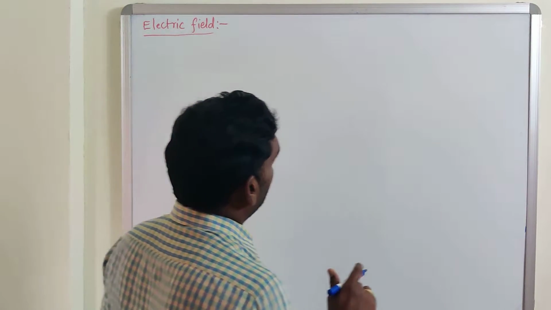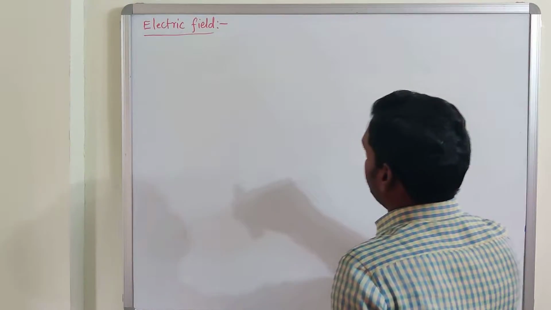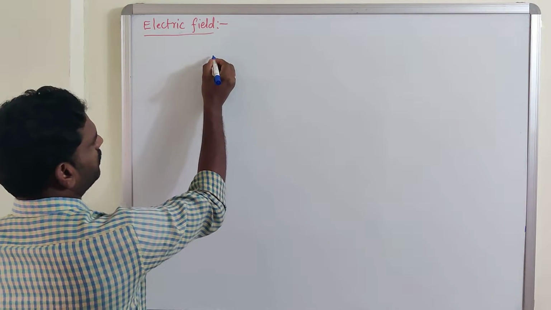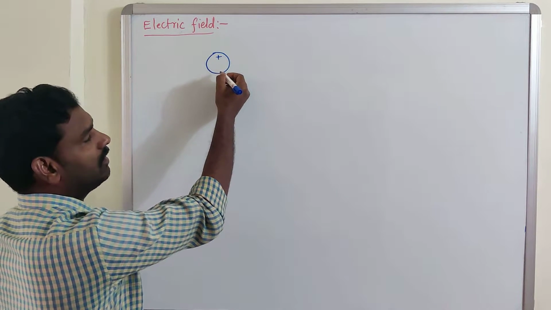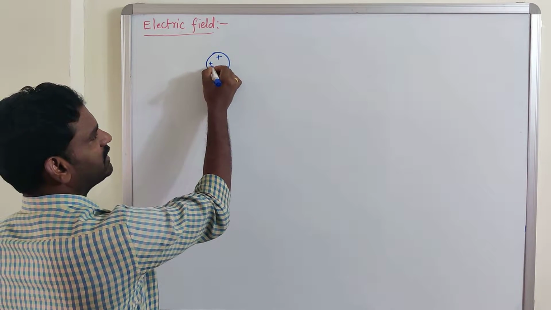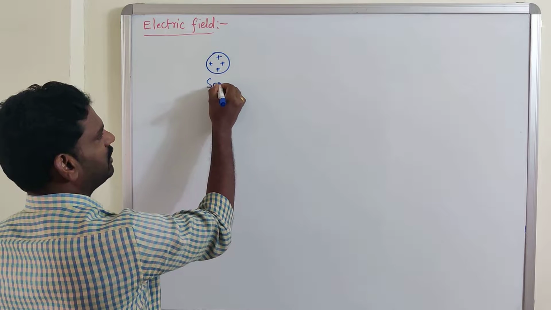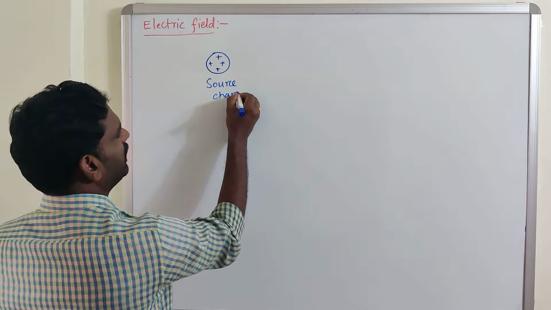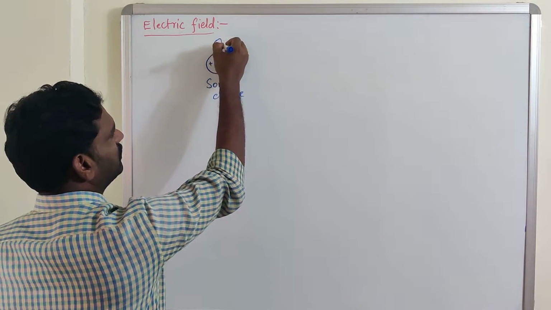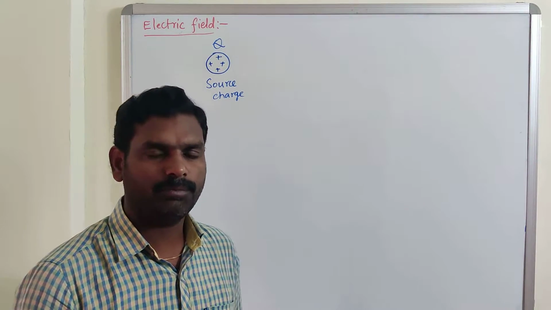For that, I am going to explain some basic concepts. I have a positive charge here. Let us consider this as the source charge. Let us consider the charge of this one to be capital Q.